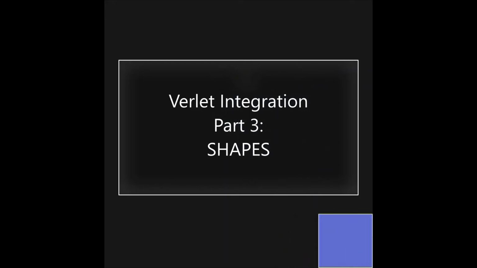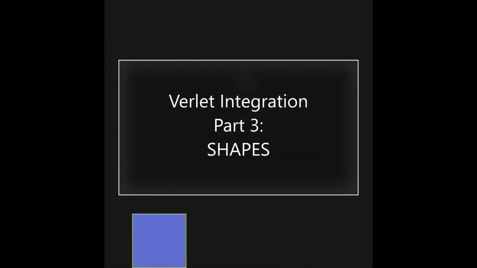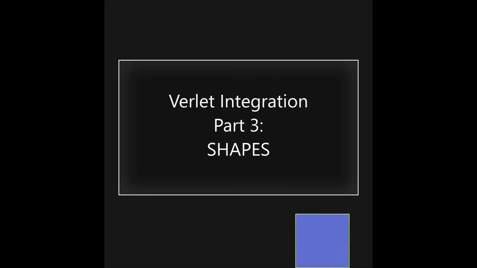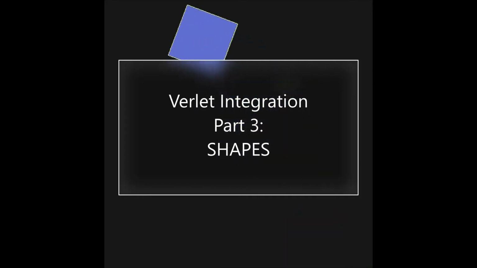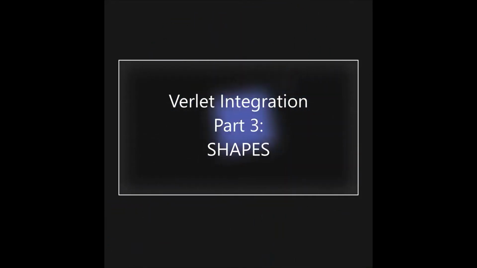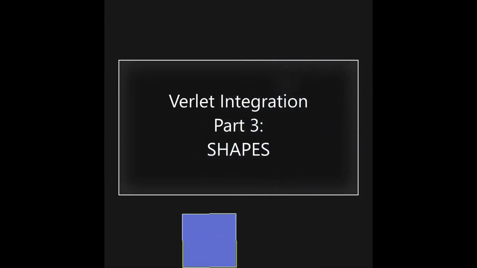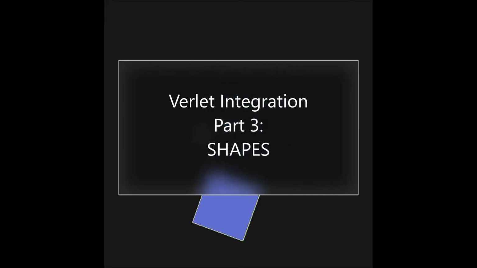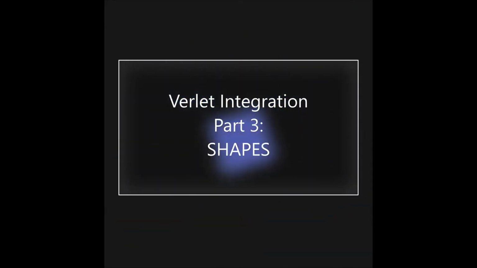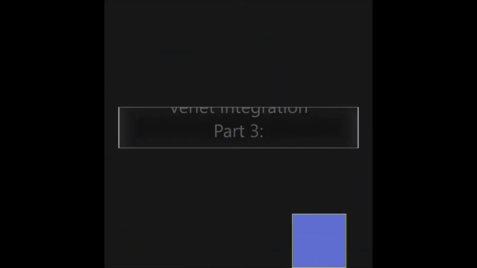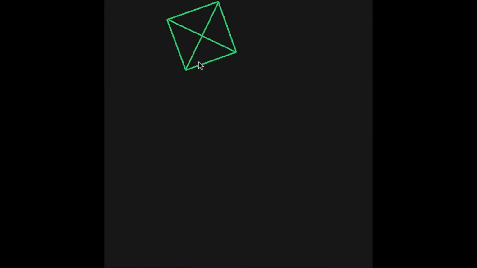So today we'll be continuing our series of tutorials on Verlet Integration implementation. This is part 3, Shapes. In part 1 and part 2 we introduced the theory and a first implementation for simulating single point motion. In this tutorial we'll be handling shapes, and for example here a box movement or rectangle movement.